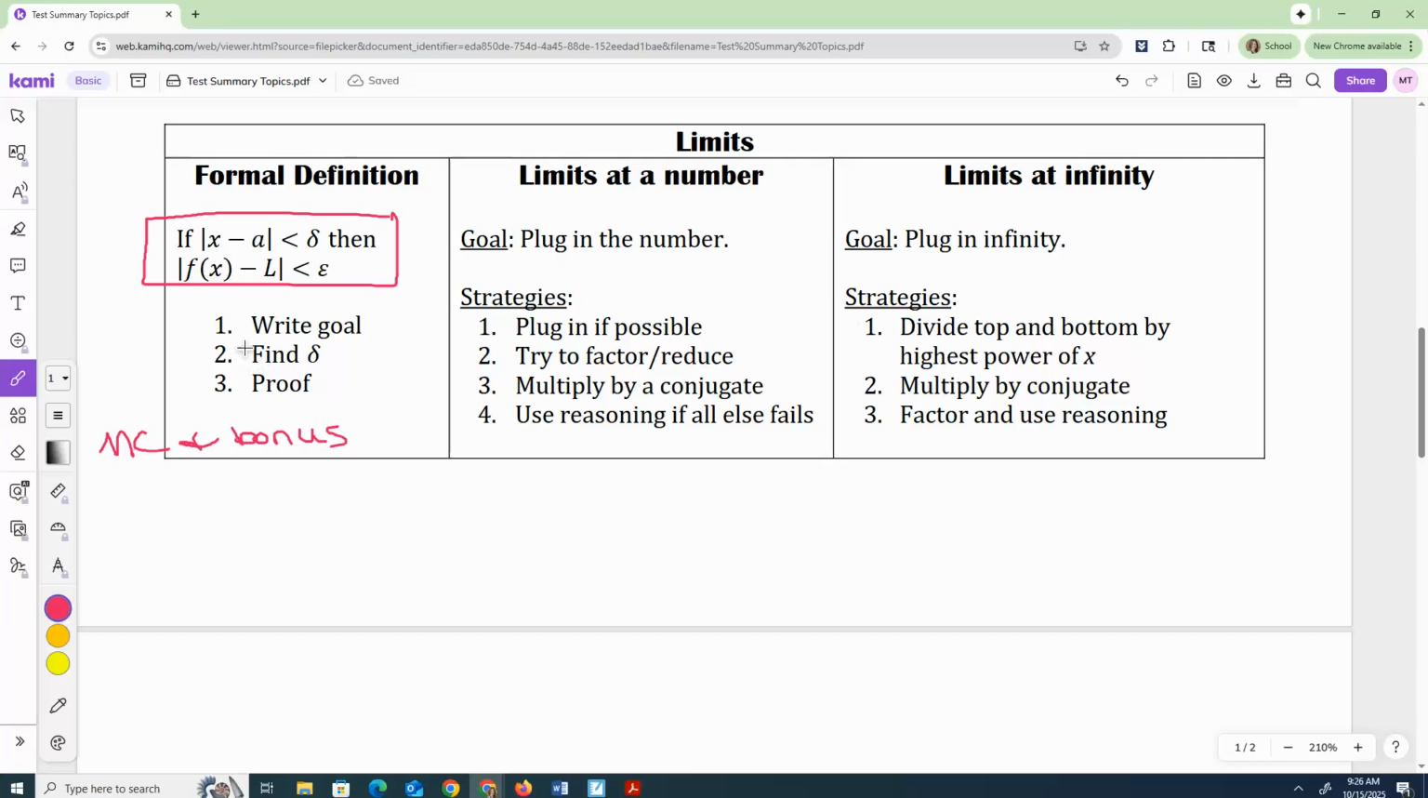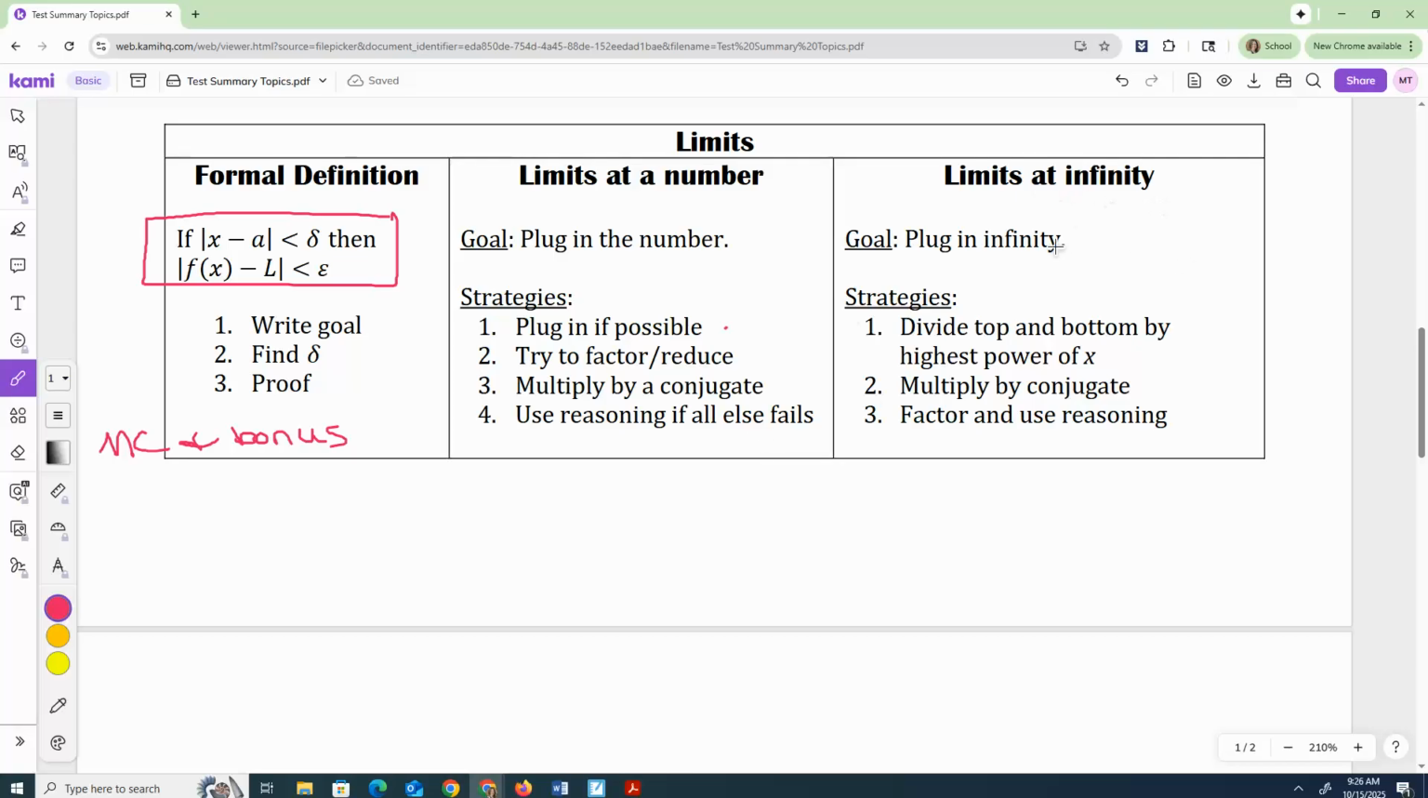When we did our definition, we always wrote out the definition first, found our delta, and then did the proof from there. With our limits, if we just are approaching a number, we tried to plug it in. That's fine as long as what doesn't happen? Right. If we have a domain error, like a 0 in the denominator, that doesn't work. If we can't plug it in, then we tried to factor and reduce, multiply by a conjugate, and sometimes we just had to resort to logic, thinking through those problems.